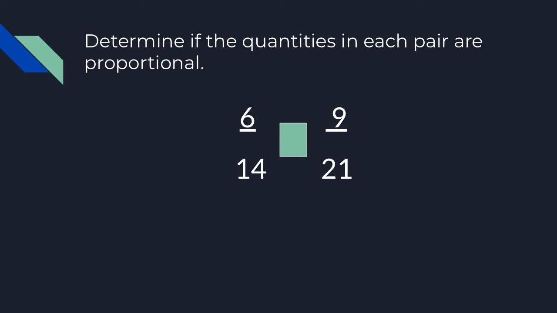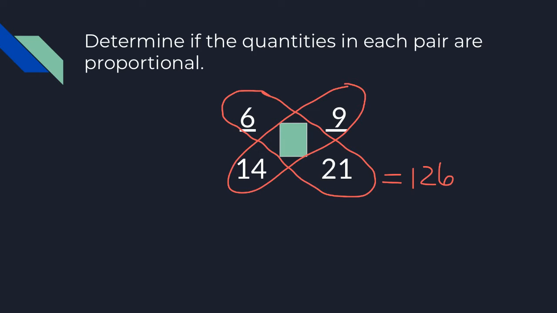And so one of our methods was to use the cross product method. The cross means we're talking diagonals, and the product means I'm multiplying. So the cross product of 6 times 21 comes out to be 126. So if I do the other cross product, cross means diagonal in this case, product means I'm multiplying. I take 14 times 9 and I get 126. So those are equal to each other. They are proportional.